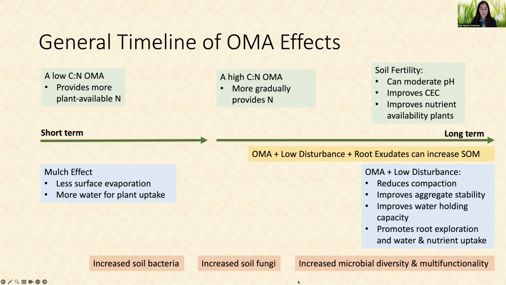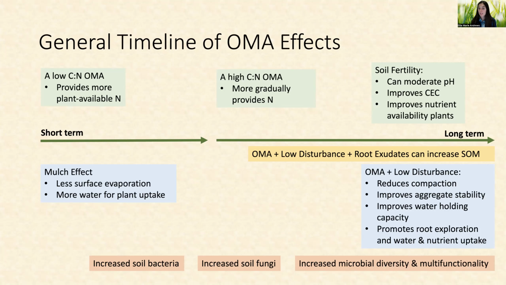And last at the bottom, thinking about these different microbial components of soil health if you apply organic matter amendments. Again, this is broad generalizations, but typically you see increased soil bacteria at first in the shorter term, perhaps within a couple years. If you mix it into the soil, that's going to have different effects than if you just put it on the soil surface. But generally, you're going to see increased soil bacteria. And then generally a little bit later, you're going to see increases in soil fungi. And then in the long term, you'll see increased microbial diversity and multifunctionality.